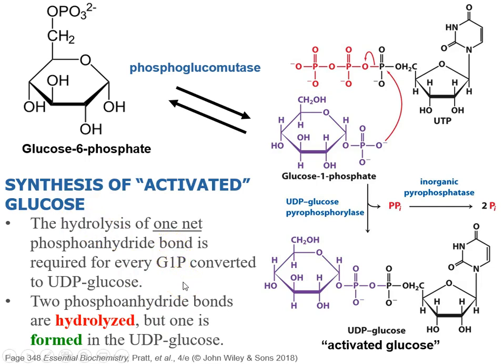So when you synthesize glycogen, every single glucose 1-phosphate that you start out with has to be converted to UDP glucose, and every single one of them will cost you the hydrolysis of 1 phosphoanhydride bond. Again, we hydrolyze this phosphoanhydride bond here and that phosphoanhydride bond here, but since we also form one, the net is 1 phosphoanhydride bond hydrolyzed. And there it is in green.